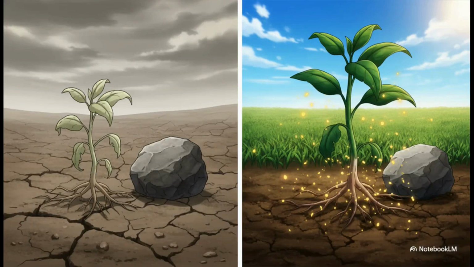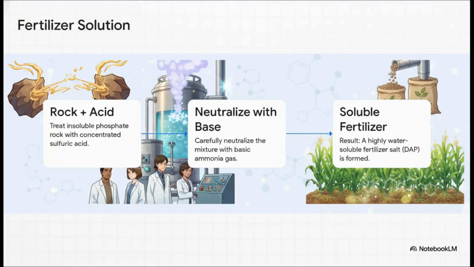All right, first stop, agriculture. Farmers everywhere need phosphorus for their crops, but the main source, phosphate rock, is totally insoluble. To a plant root, it's basically just a useless stone. So the question is, how do you turn a rock into plant food? Well, you guessed it. They use a super powerful acid-base reaction.